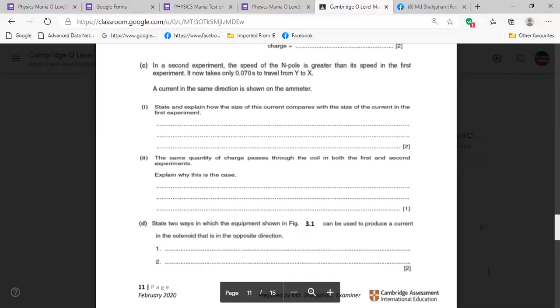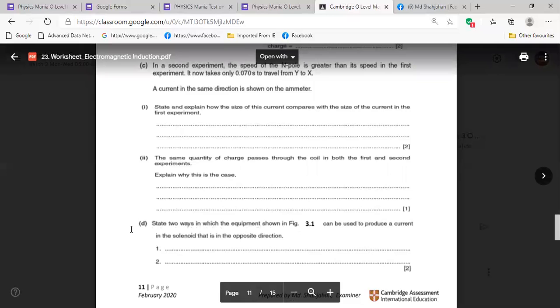Okay, then next. The same quantity of charge passes through the coil in both the first and second experiment. Explain why this is the case. Because it has more current and less time. Double the current. You say double the current and half the time. This way, more specific, okay? Have you written?